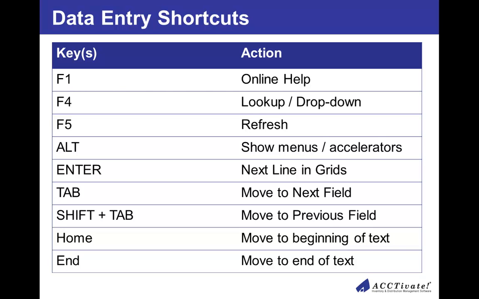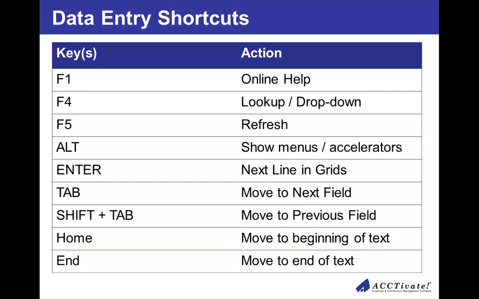F4 can be used to show the lookup windows. So if you're on the customer window and you want to browse for a different customer, simply press F4 if you're in the customer field, and it will show the lookup window. And that also works for any drop-down fields. So if you're on a drop-down, instead of using your mouse to go click on the drop-down, then click on an item in the drop-down, you can hit F4 and then use your cursor keys, your arrow keys, to go up and down.